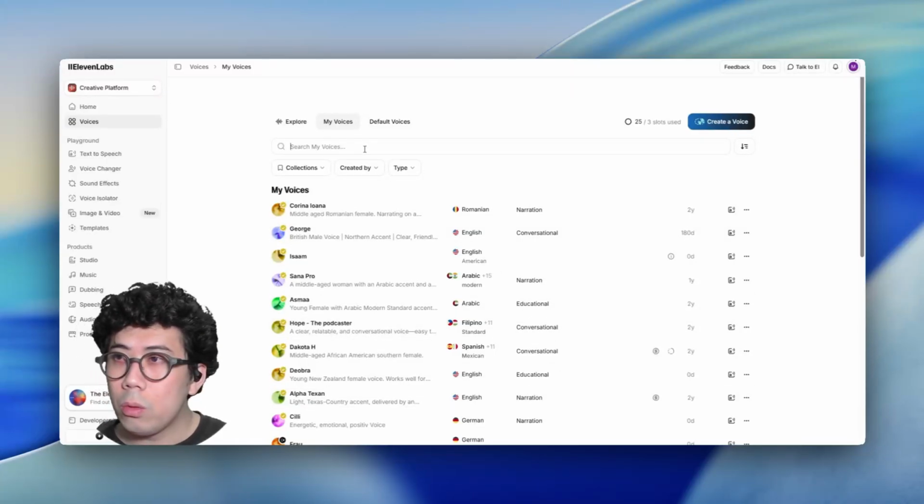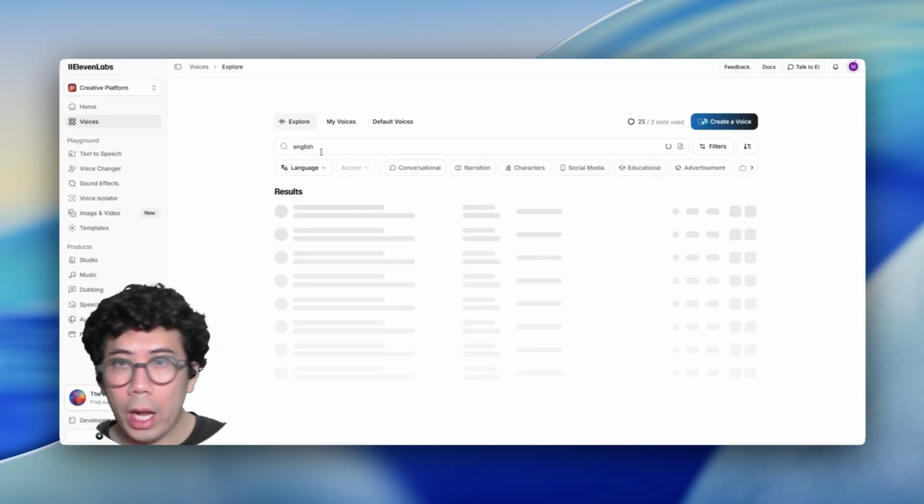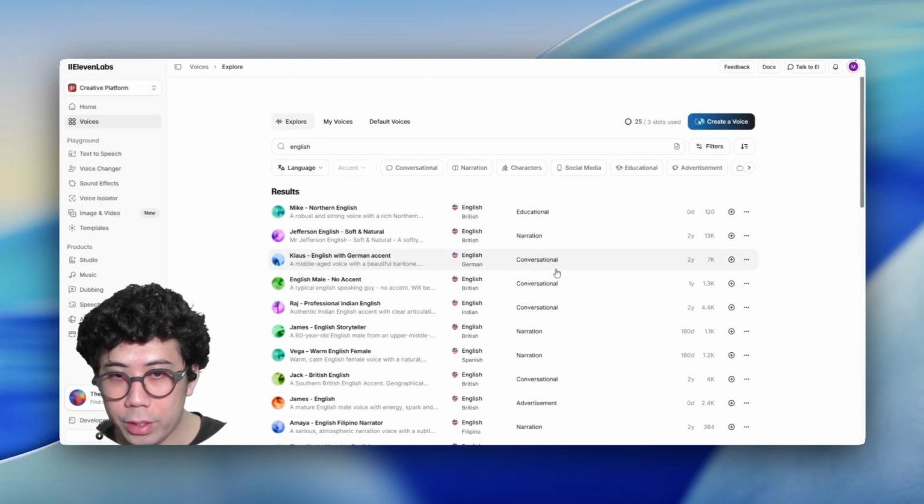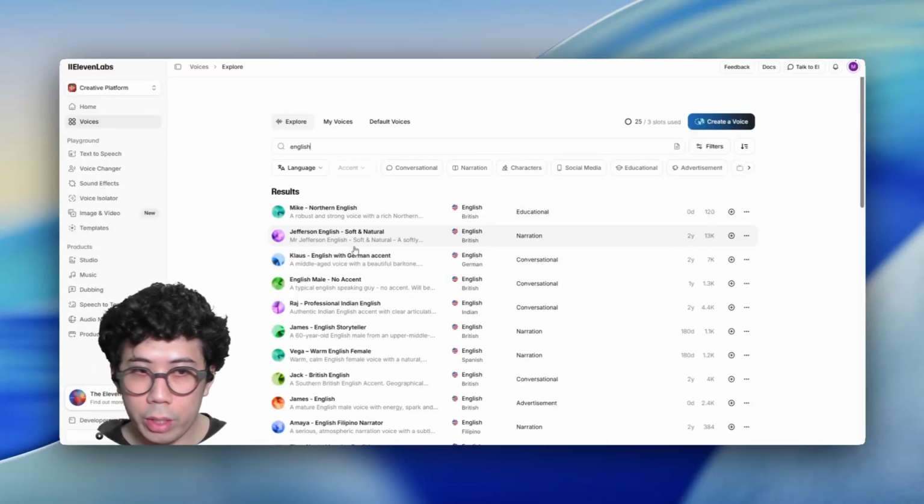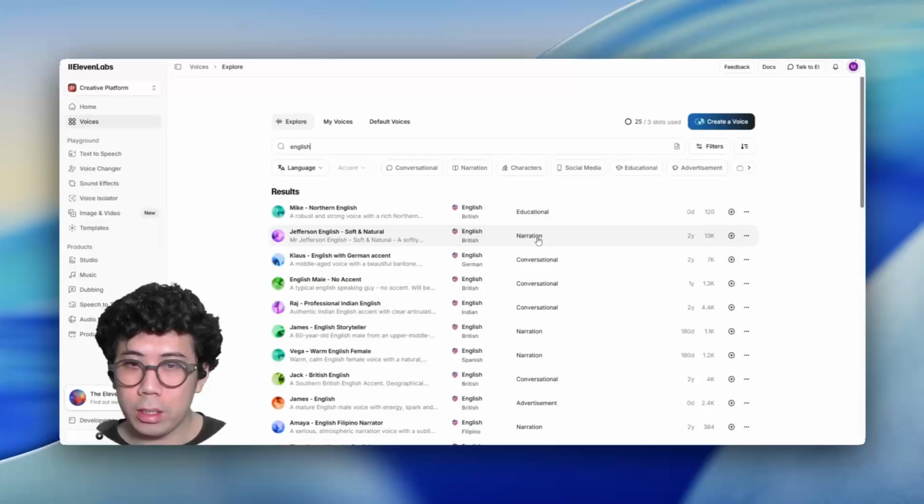When you look for voices in 11 Labs, one thing you have to make sure you do is make sure they're conversational, not educational, not narration. Because when you choose these types of voices, it sounds incredibly robotic and unrealistic on a phone.